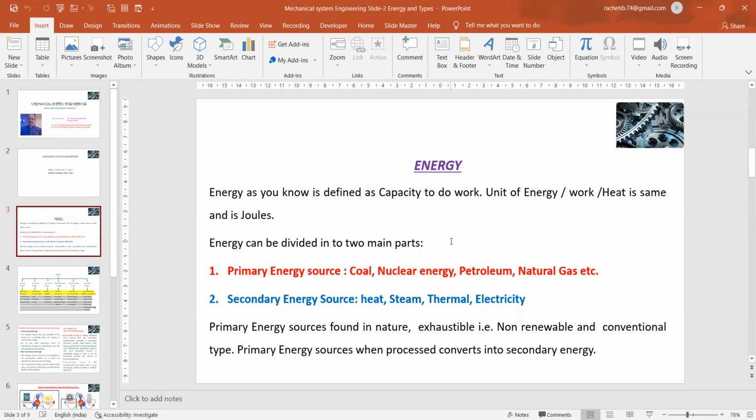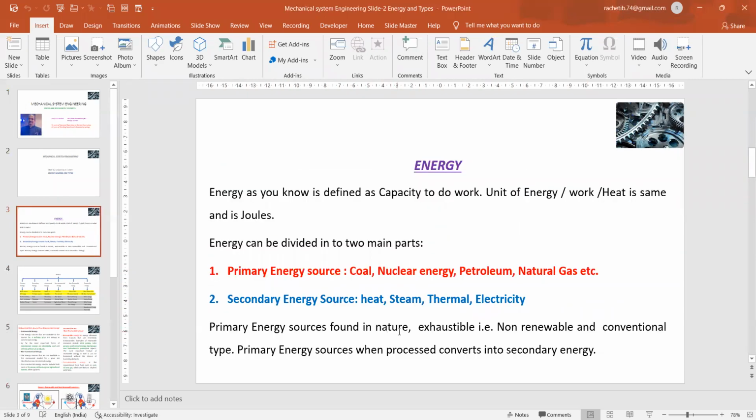Energy can be divided into 2 main parts: primary energy source. So what are the primary energy sources? Coal, nuclear energy, petroleum, natural gas. It means whatever we find in nature, from the earth, we are getting this coal, nuclear energy from uranium, petroleum, natural gas, etc. And these are defined as the primary energy sources. The second one is the secondary energy source, which is obtained from the primary energy source, that is heat, steam, thermal, electricity.